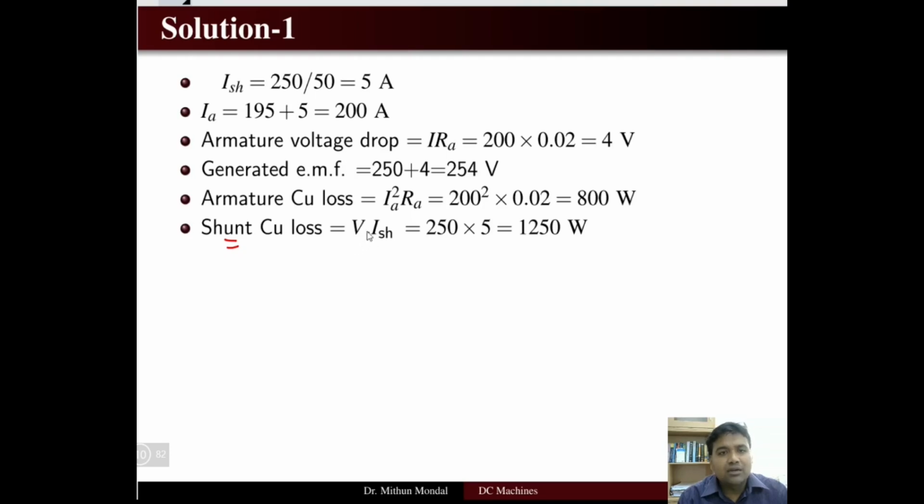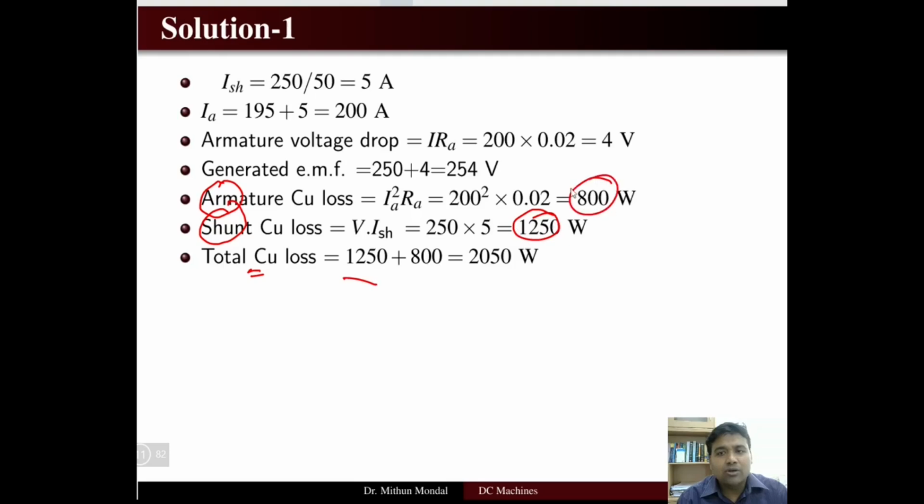Now determine the shunt copper loss. The voltage across the shunt field winding is the terminal voltage, multiplied with the shunt current that you have determined, that is 5 ampere. So terminal voltage into the shunt current gives 1250 watt, that is the shunt copper loss. Now the total copper loss is the sum of the shunt copper loss plus the armature copper loss. So shunt copper loss is 1250 and armature copper loss is 800. You add up, so you get the total copper loss as 2050 watt.